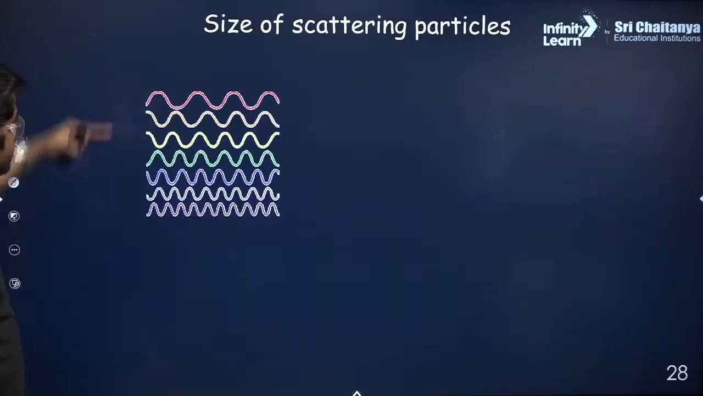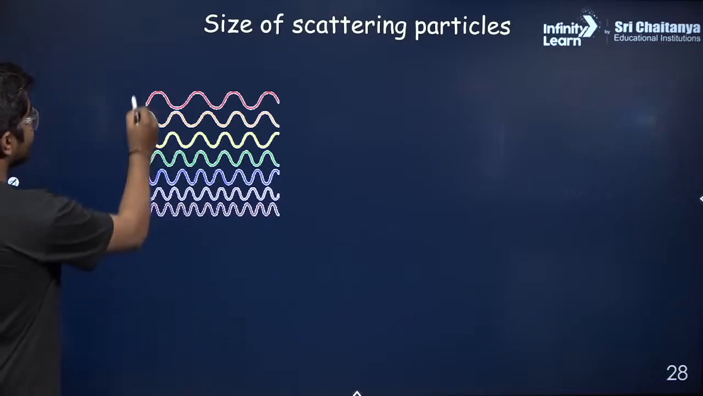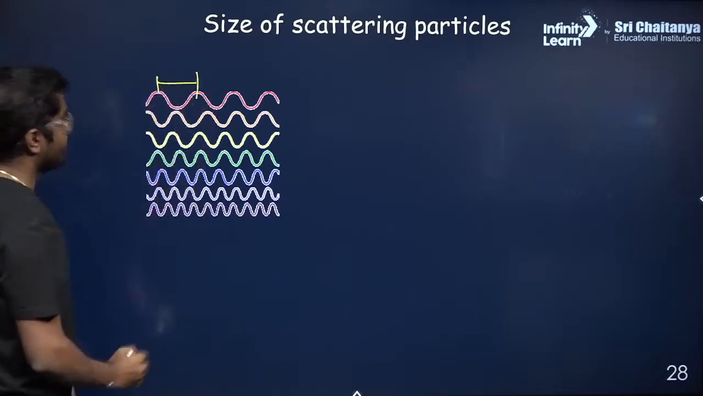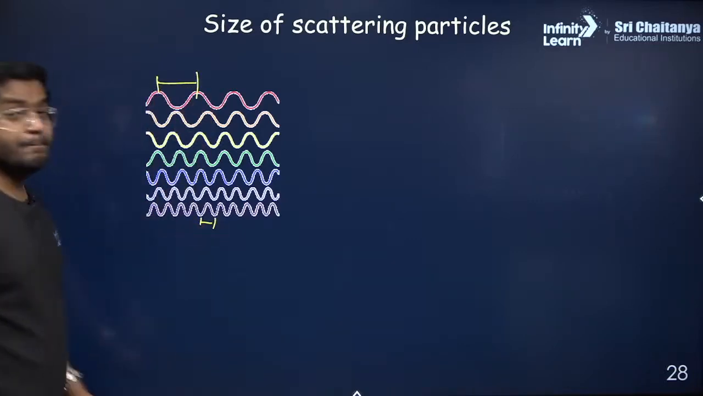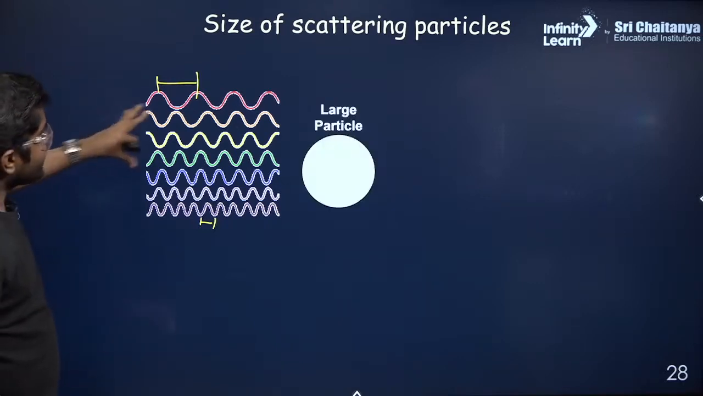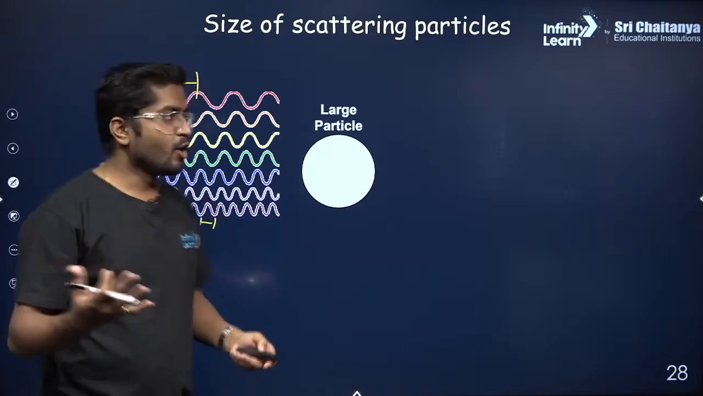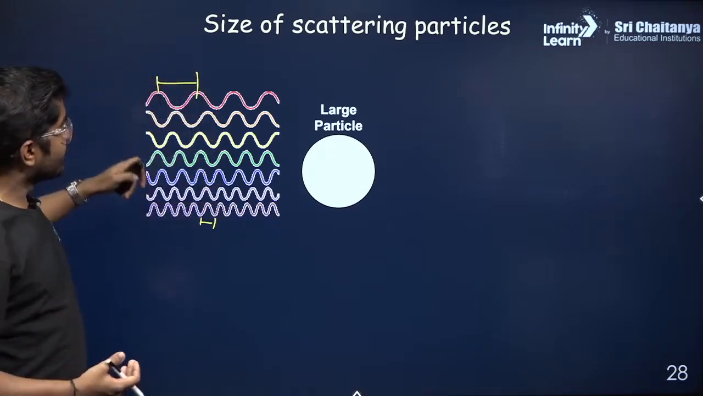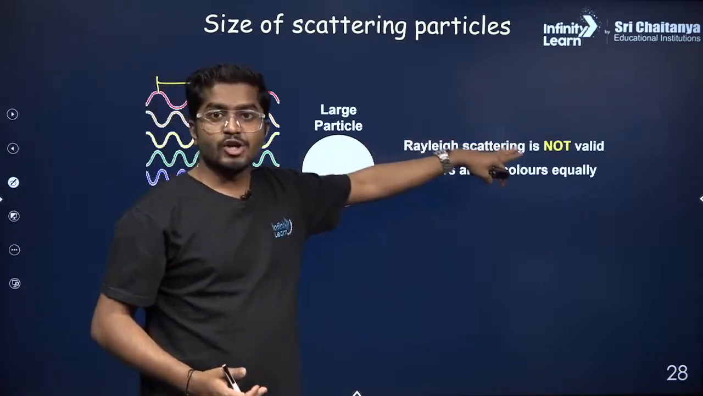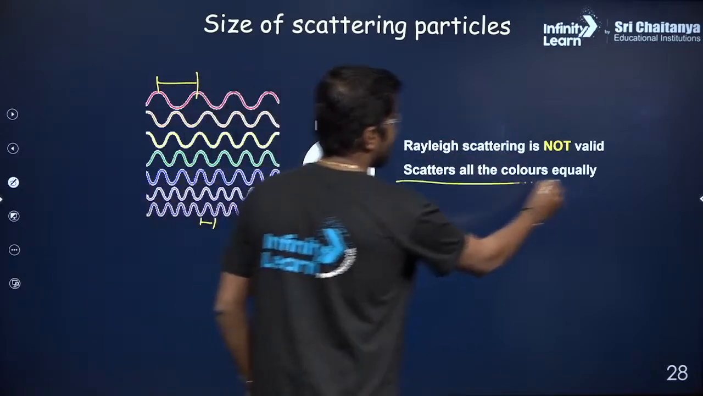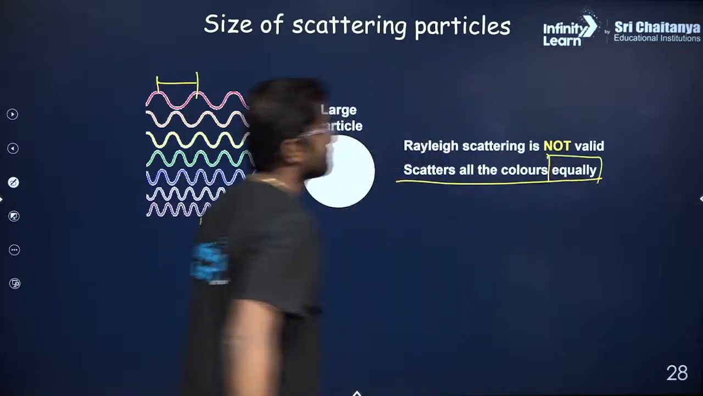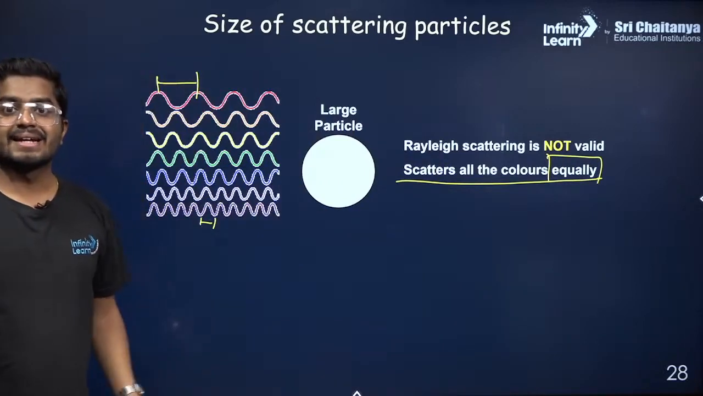So these are the different wavelengths. You see the red one has the maximum wavelength. The violet one has the minimum wavelength. Now it is falling on a large particle. What are large particles? Like a dust particle or a hair. For these, Rayleigh scattering is not valid. So all the colors are scattered equally.